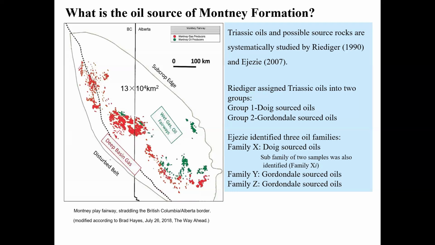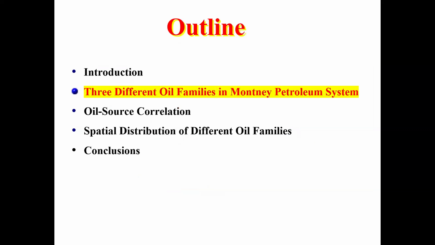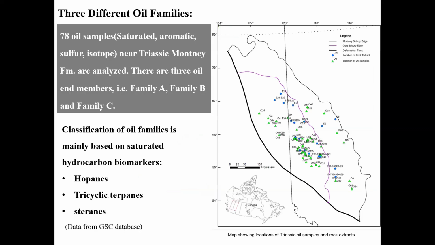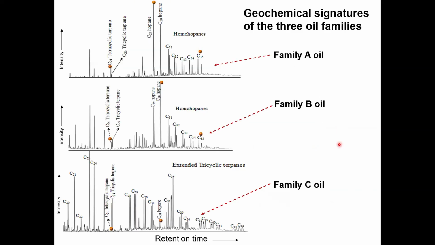Let's see the second part, 3 different oil families in Montney Petroleum system. In our analysis, we examined 78 oil samples characterizing their geochemical signatures, including saturated and aromatic hydrocarbons, sulfur content, and stable isotope compositions. All data were obtained from the Geological Survey of Canada database. This slide shows the distribution of the samples. Based on saturated hydrocarbon biomarkers, we identified 3 distinct oil families.